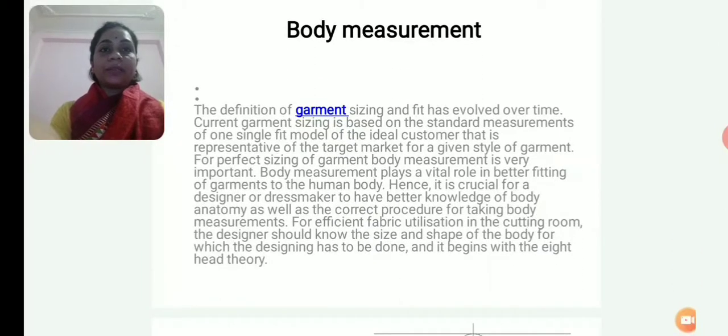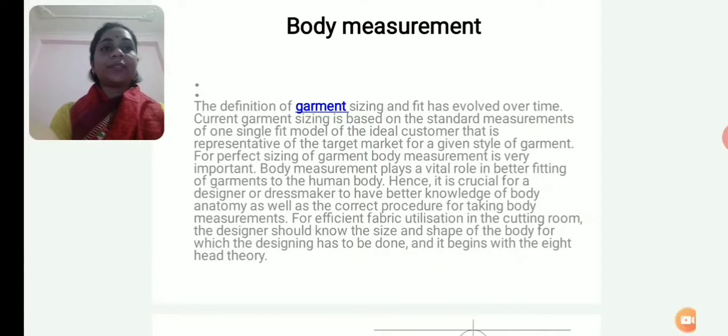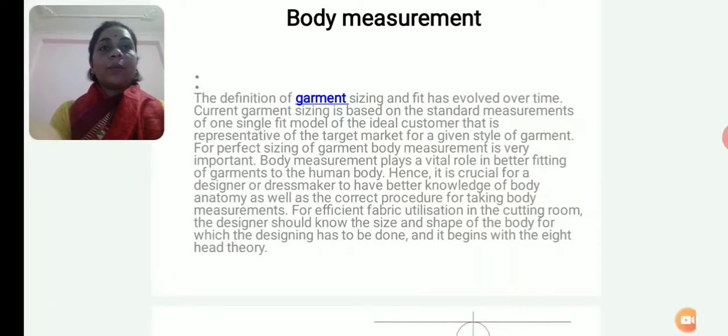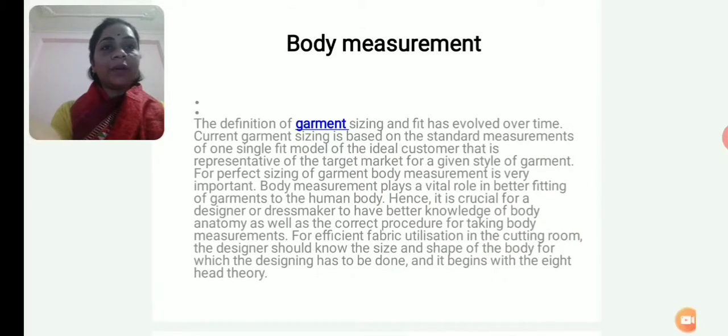Body measurement. The definition of garment sizing and fit has evolved over time. Current garment sizing is based on the standard measurements of one single fit model of the ideal customer that is representative of the target market for a given style of garment. For perfect sizing of a garment, body measurement is very important. Body measurement plays a vital role in better fitting of garments to the human body.